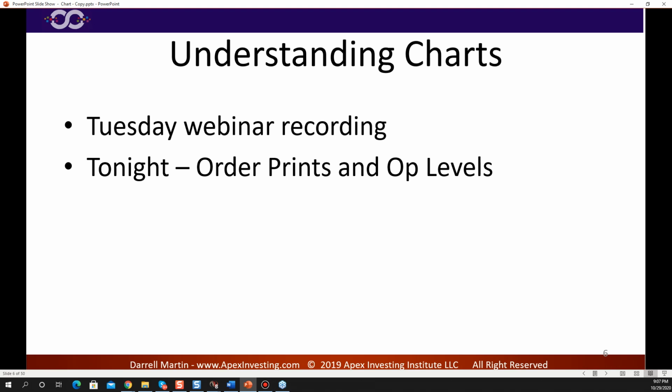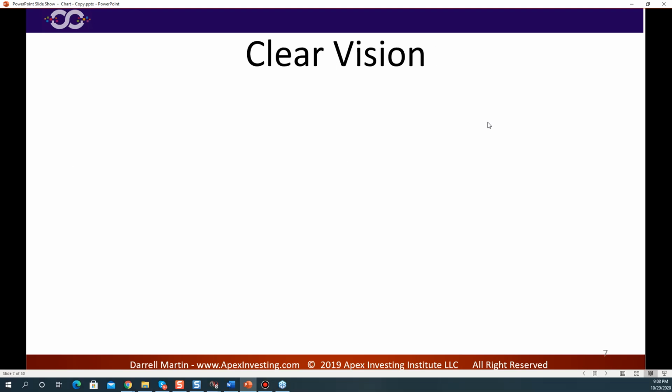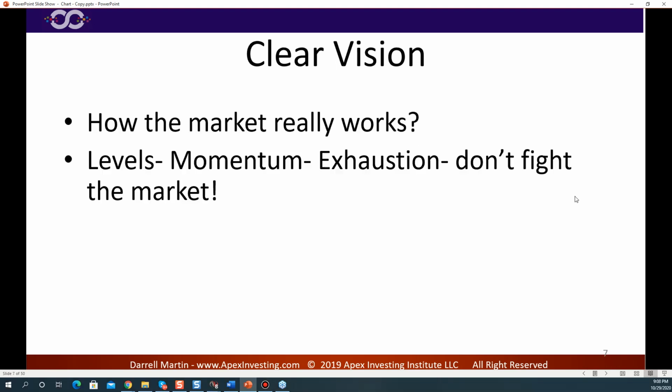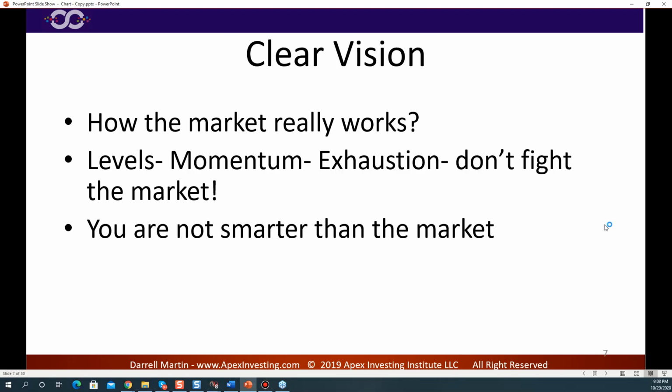We talked about those levels, and how each one of them is derived from something different. It's a different way of looking at the market for important areas, and how individually on their own they're very important, but when they're stacked together, even more important. Tonight I want to talk to you just about order prints and dig into Apex order prints just a little bit more, because that's really how the market works, right?